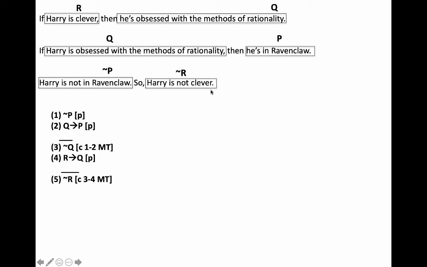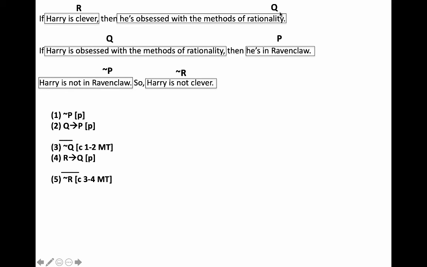So now let's represent the reasoning. We have not P, that's a premise right there. We have if Q then P, that's a premise right there. Putting those together, not P and if Q then P gives us not Q by modus tollens, right? Q guarantees you're going to get to P, but you didn't get to P, so you must not have had Q, because if you'd had Q, you would have gotten to P, so we know that Q is false.